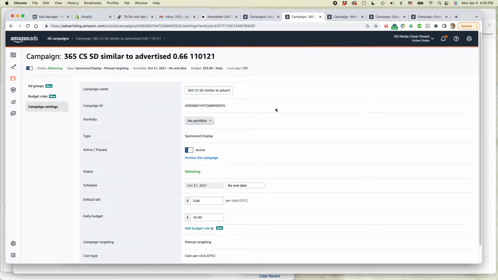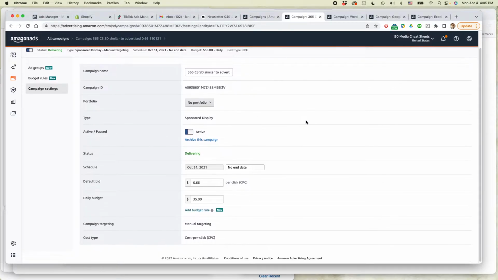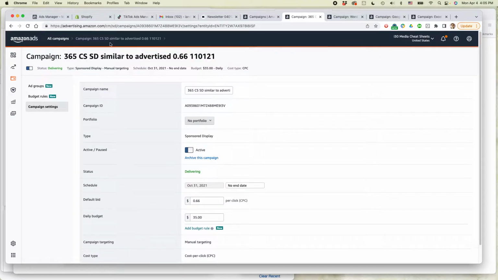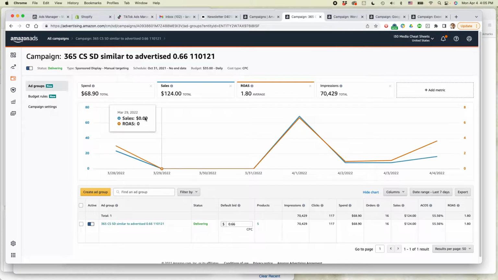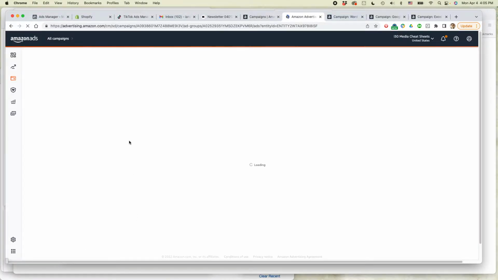Here is the campaign details. I've opened it up in Amazon Advertising. You can see my default bid is 66 cents, daily budget $35, manual targeting. So let's take a look at some other details. You want to go to the ad groups level and dig into the targeting, because that's where you'll find the problems.